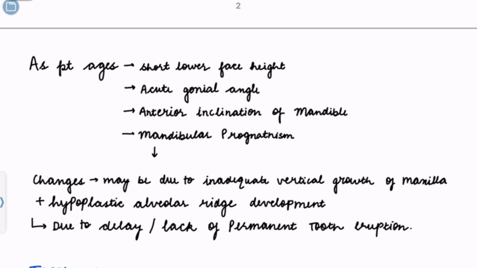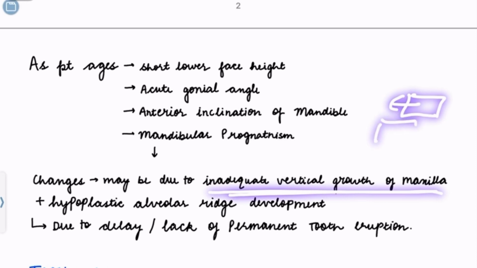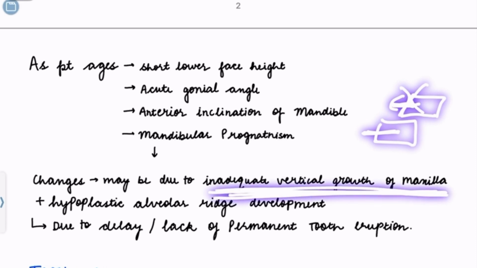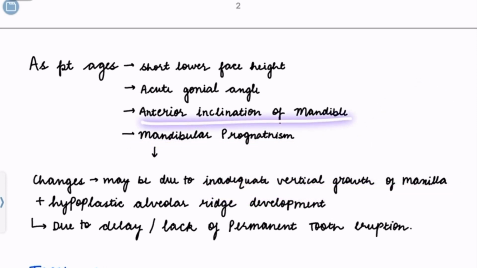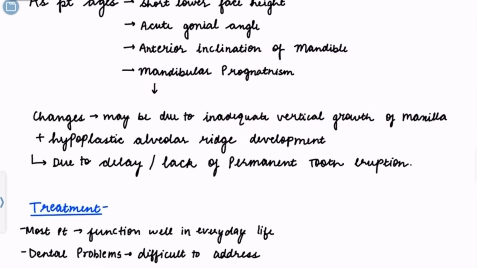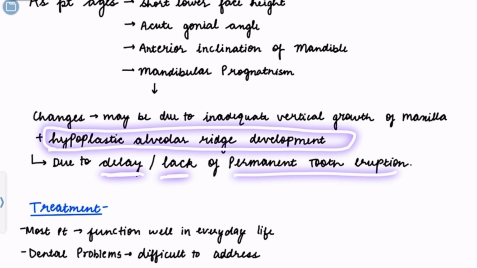Why is there mandibular prognathism? Because there is inadequate vertical growth of the maxilla. The maxilla is not able to grow properly, so that's why there is mandibular prognathism. So there will be mandibular prognathism and anterior inclination of mandible. And as we saw, there is lack or delay of permanent tooth eruption. There will be a hypoplastic alveolar ridge.